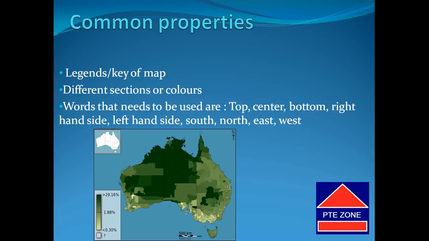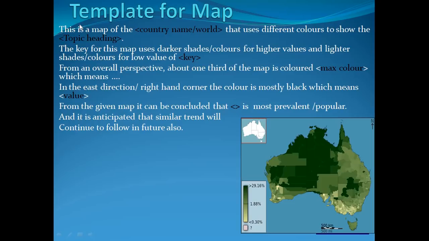So dealing with any kind of map question, you should keep these parameters in mind, and based on these common properties you can make your own template. I'll show you my template. This is the template that I made for my map type of question. So I'll just read this.